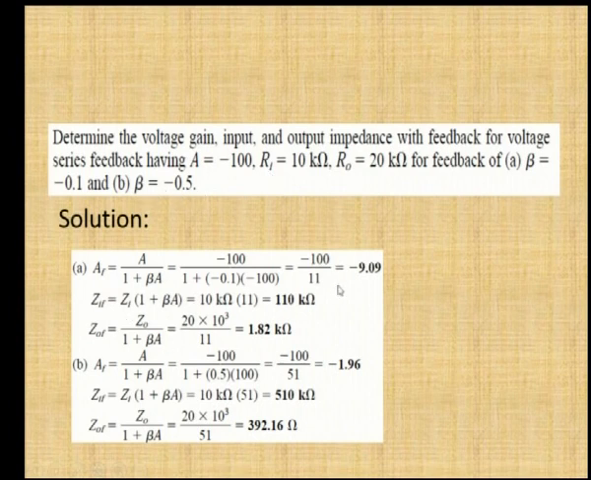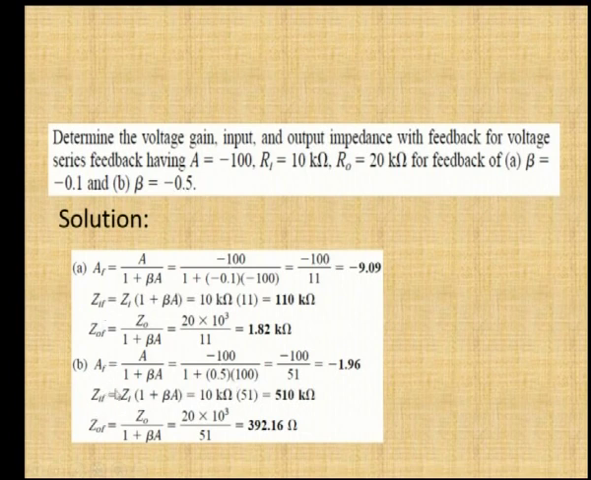So, when you see the answers here, the feedback factor, the gain of the amplifier with the feedback is minus 9.09, the input impedance is 110 kilo ohms, and the output impedance is 1.82 kilo ohms for beta minus 0.1, that is for the first value. These are the values according to the formula A by 1 plus A beta. And if beta is minus 0.5, when you see the gain, it is reduced from 9.09 to minus 1.96, if you change only the feedback factor, that is beta, as minus 0.5.